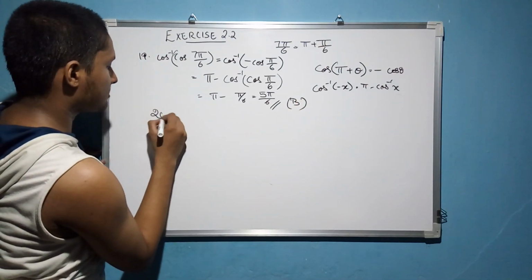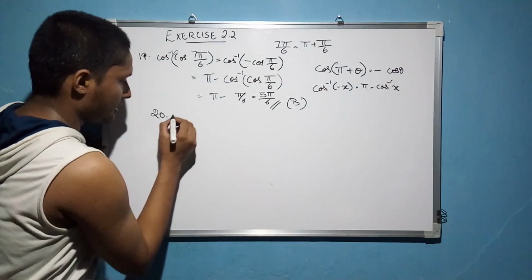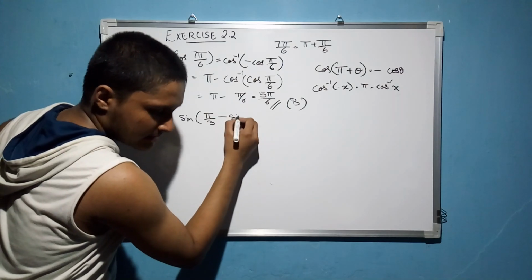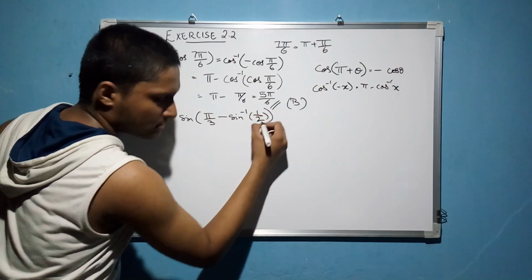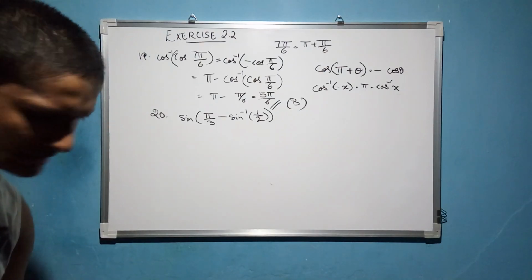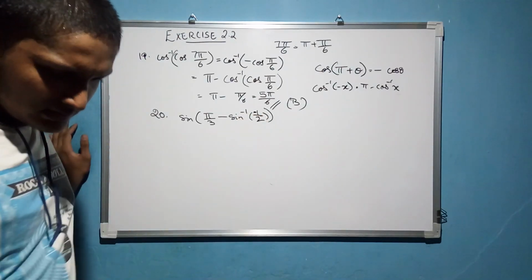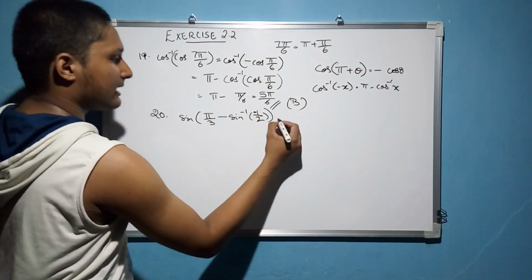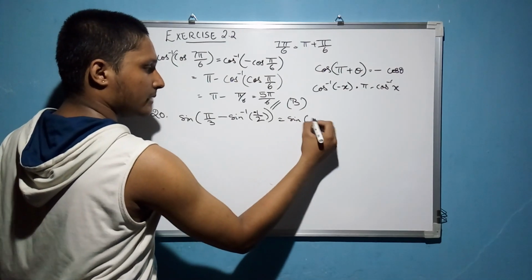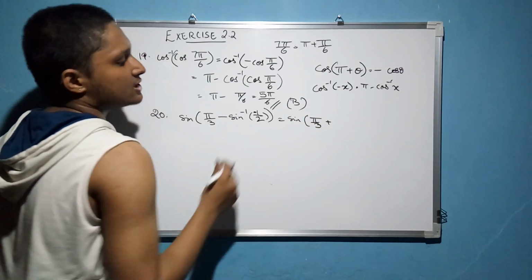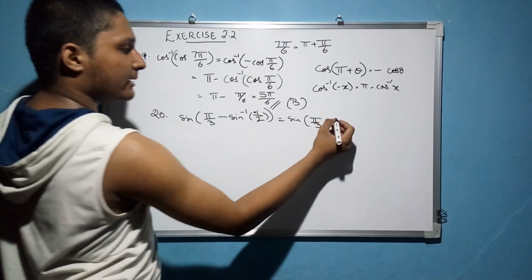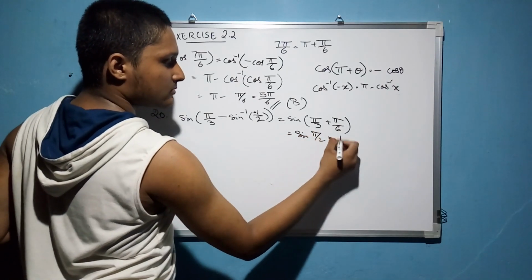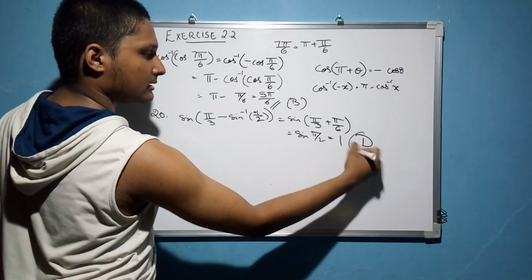Now we have the 20th question. We have sine of pi by 3 minus sine inverse minus half. Sine inverse minus half, that is a simple thing. So minus of minus I can cancel. Let me write it in one more step: sine of pi by 3, minus of minus is plus, sine inverse half is pi by 6. So this comes to be sine of pi by 2, that is 1. 1 comes to be the option D.